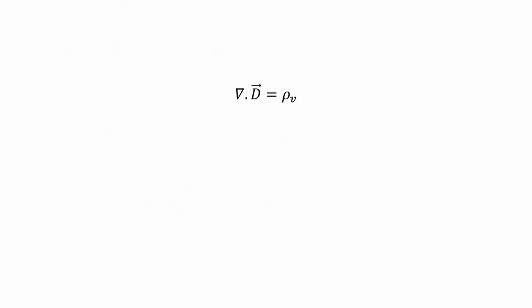Now you may remember from our earlier Maxwell's equations, we have del dot D bar is equal to rho v. But we know that D bar can also be written as epsilon E bar. Therefore, I can write the divergence of epsilon E bar equals rho v. If I take epsilon outside, then I can write the divergence of the electric field intensity to be equal to the charge density divided by the permittivity.